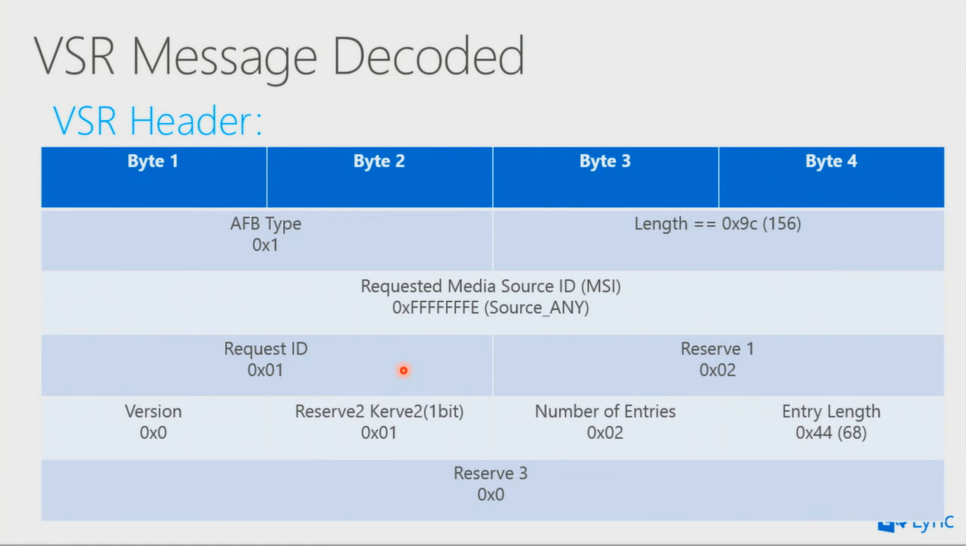Then there's the request ID, the first request ID reserved, and there's a bit in the last bit. It's a K bit. It means keyframe. So in this message, it's asking for the keyframe, like the I-frame, right? The important one.